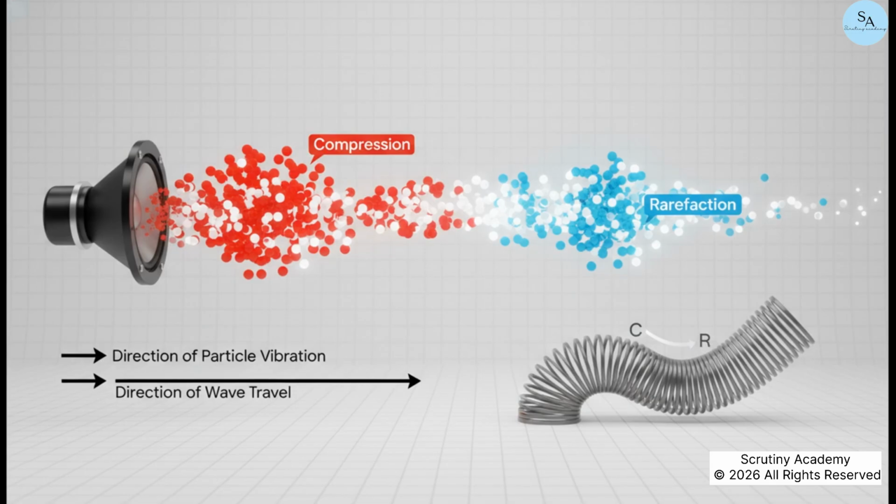Imagine a speaker. When the speaker cone pushes forward, it squishes the air particles in front of it, creating a compression. When it pulls back, it creates a space, a rarefaction. It just keeps doing this over and over, pushing and pulling the air exactly like we did with the slinky on the table. That's what sound is.